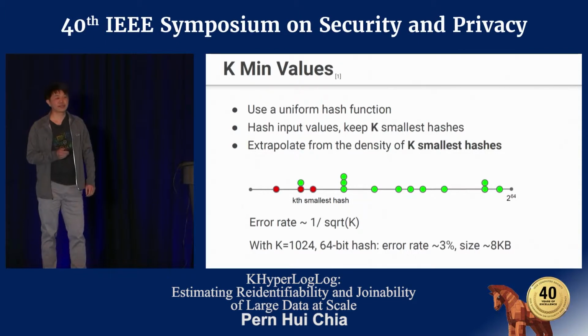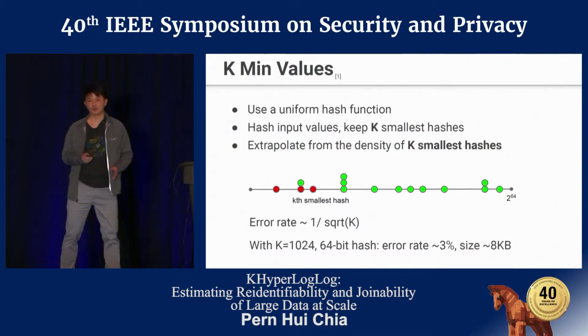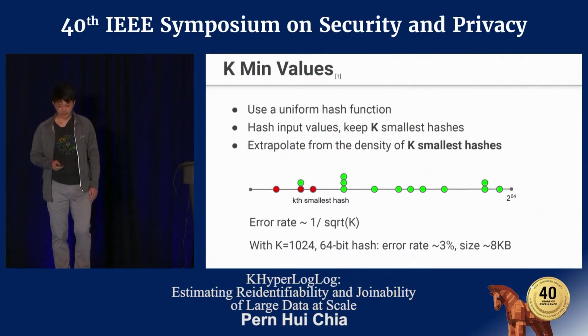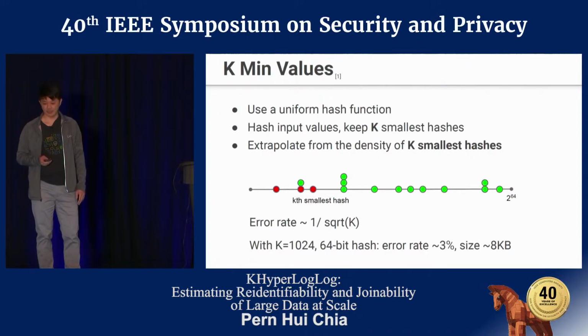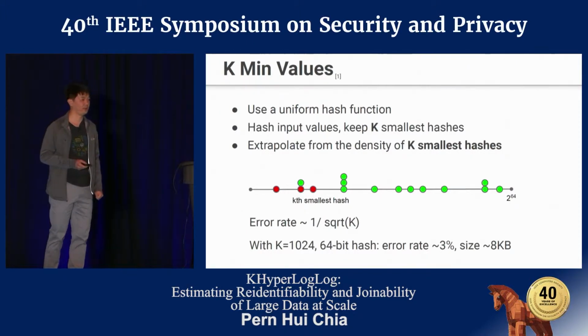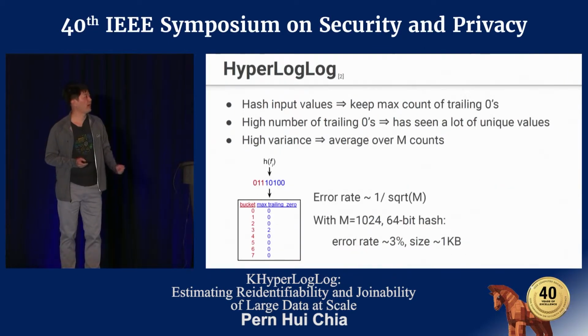The error rate with a configuration of k equals 2 to the power of 10 is around 3%, and it has a memory footprint of around 8 kilobytes, assuming a 64-bit hash function. So we can actually do better than this with HyperLogLog.